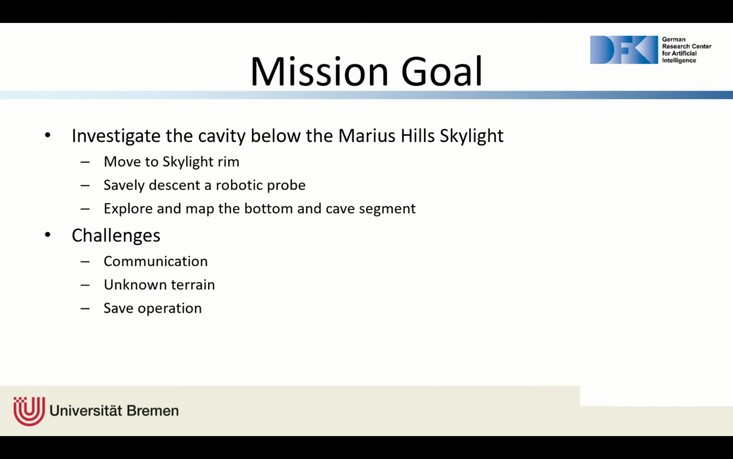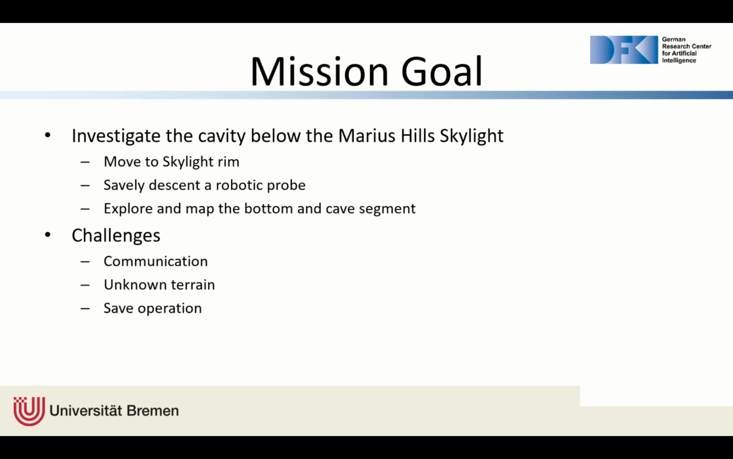The study goals were defined by ESA, and the goal is to explore the inside of a cave structure on the Moon, the so-called Marius Hills Skylight. The parts of the mission are that we have to move to the Skylight rim, safely descend a robotic probe to gather data from within the Skylight, and explore and map the bottom of a cave segment inside the Skylight. So we will be under the ground of the Moon.